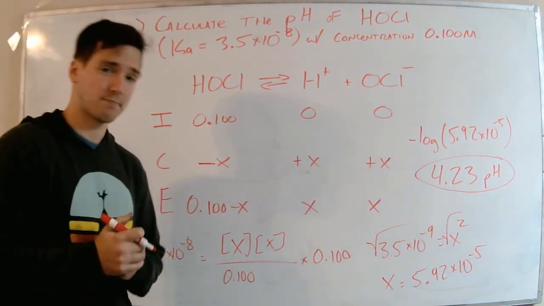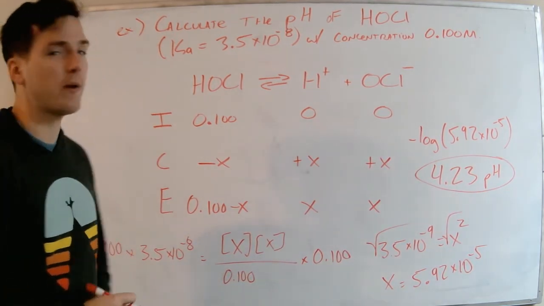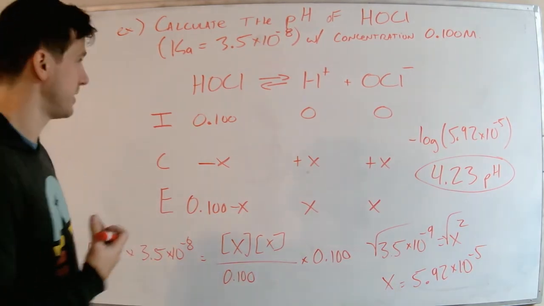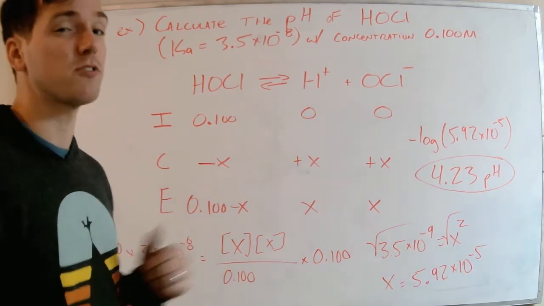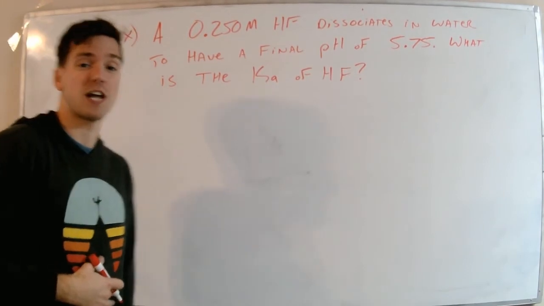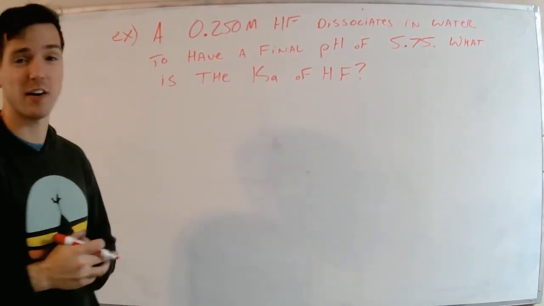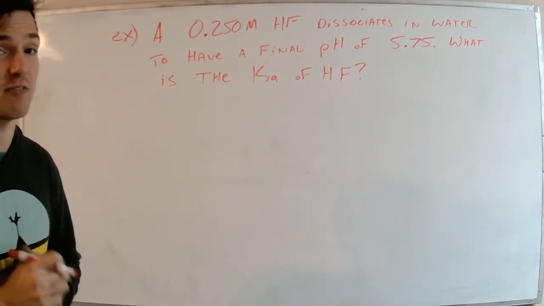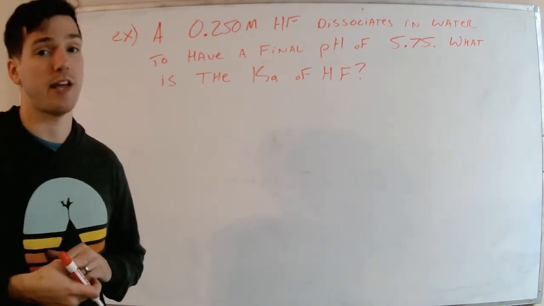All right. So that is that. Let's go ahead and try something a little bit different here, where we're not necessarily solving for H+, but maybe where we're trying to solve for Ka. All right, here's a little challenging problem for you. At 0.250 molarity, HF dissociates in water to have a final pH of 5.75. What is the Ka of HF?